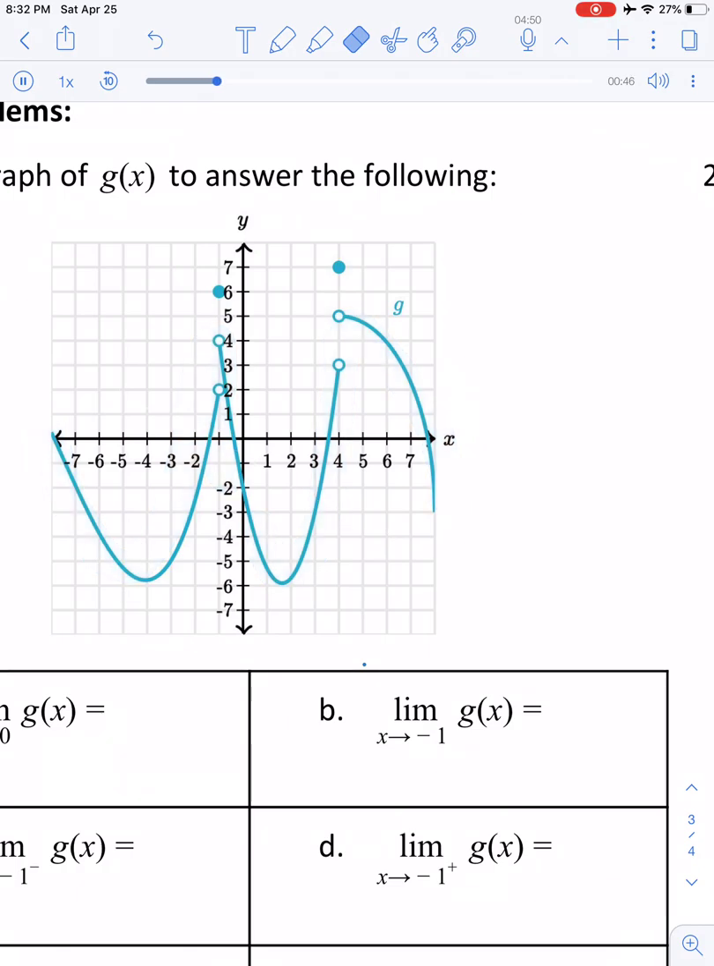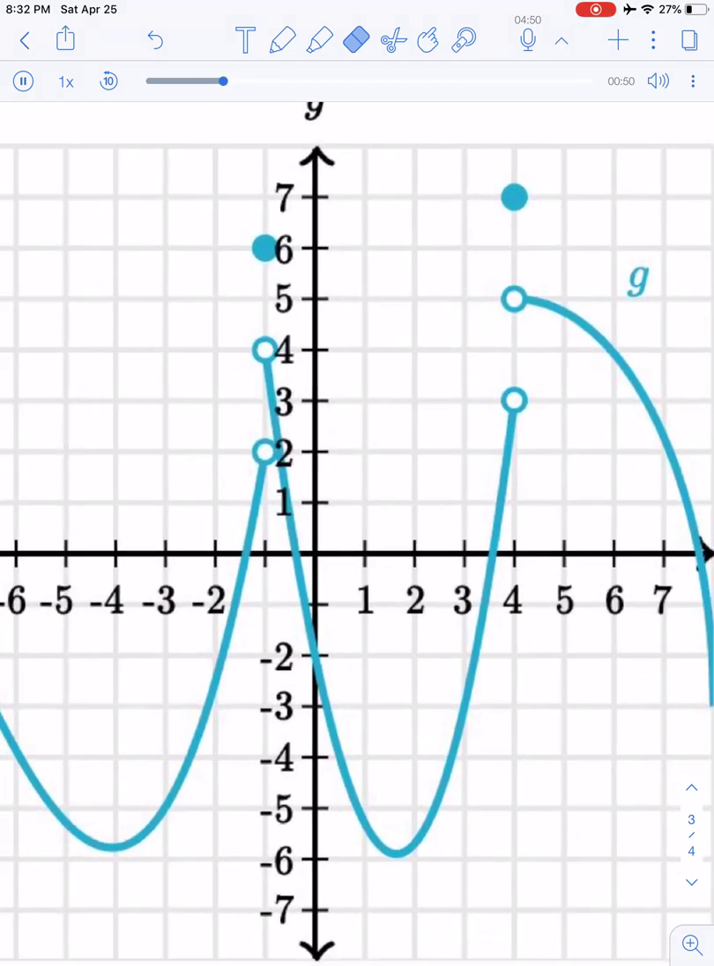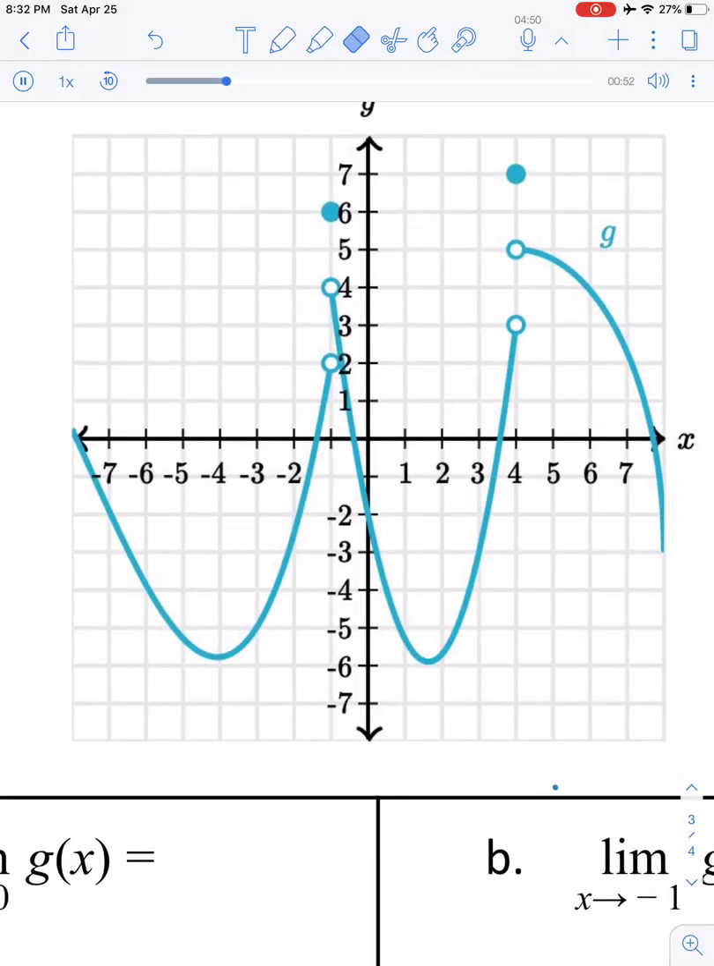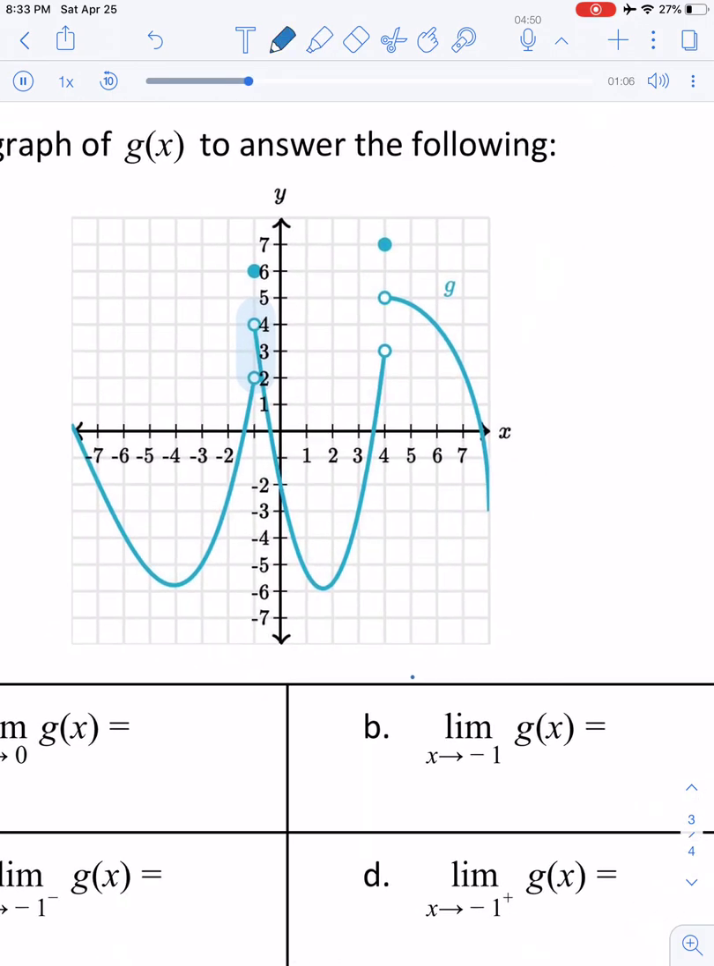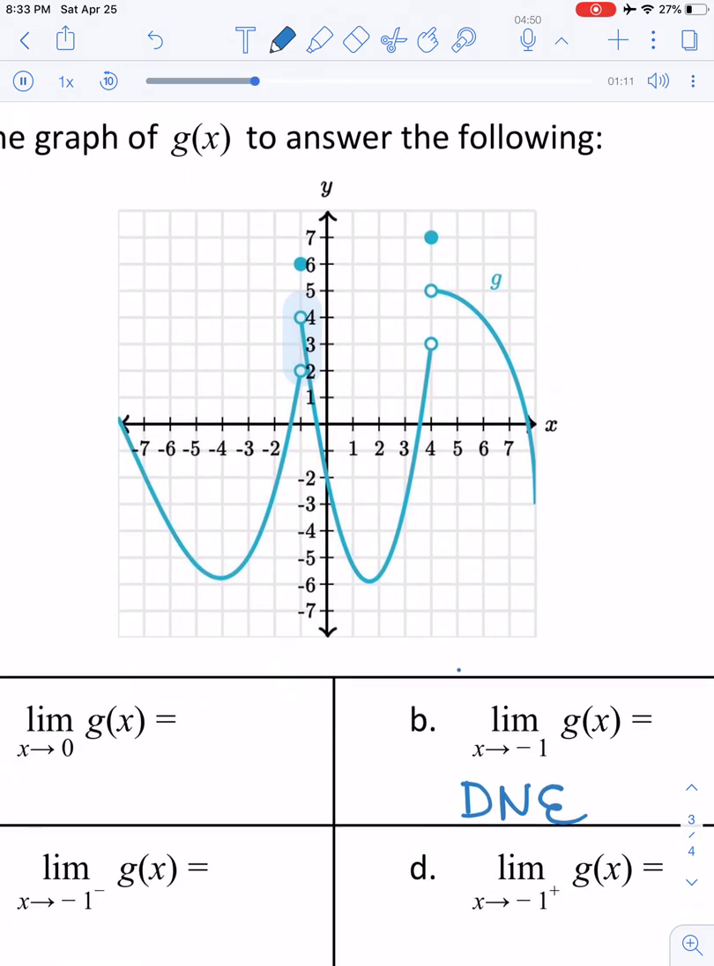Now the limit as x approaches -1. We can see that there's a jump discontinuity there. That jump discontinuity means that our left and right hand limits are different. Because those left and right hand limits are different, this limit as x approaches -1 does not exist. That doesn't exist, but the left hand limit does exist.